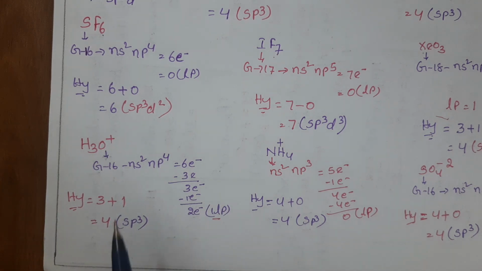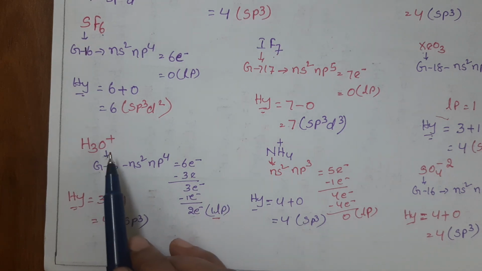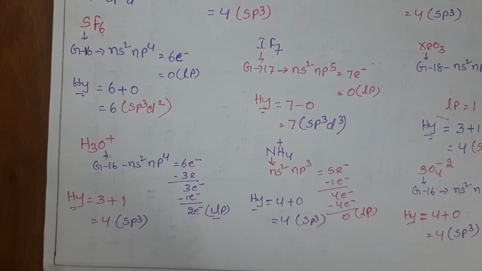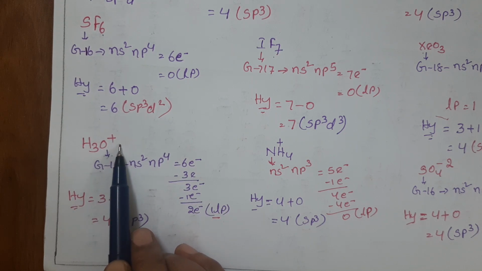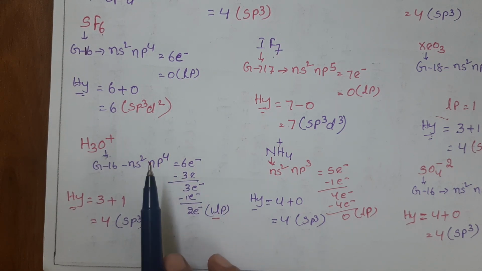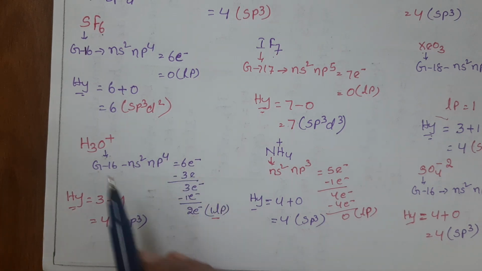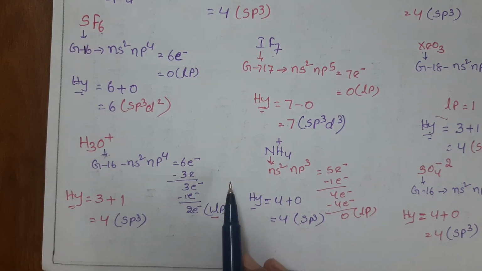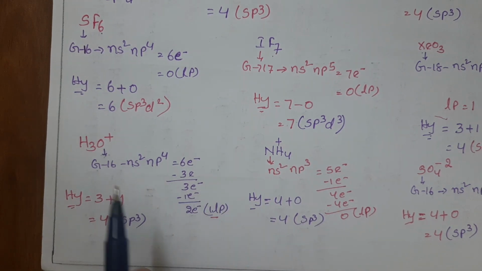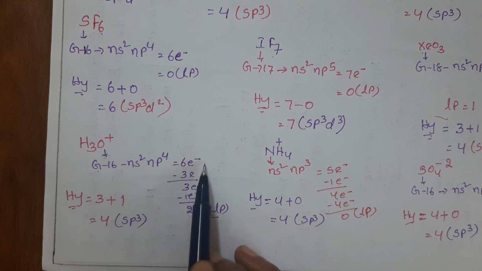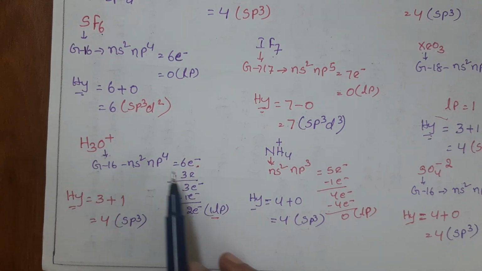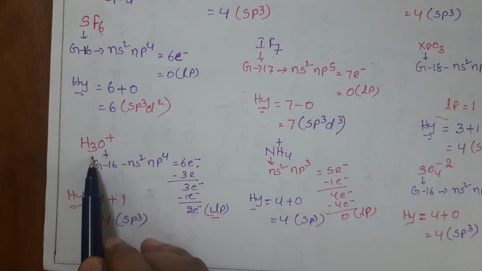Next, if any ion is given, how can we calculate? If a positive charge is there, subtract electrons. If a negative charge is there, add electrons. A positive charge indicates loss of electrons, and a negative charge indicates gain of electrons. In H3O+, oxygen contains a positive charge. The valence shell of oxygen contains 6 electrons, and 3 electrons are utilized for bond formation with 3 hydrogen atoms.